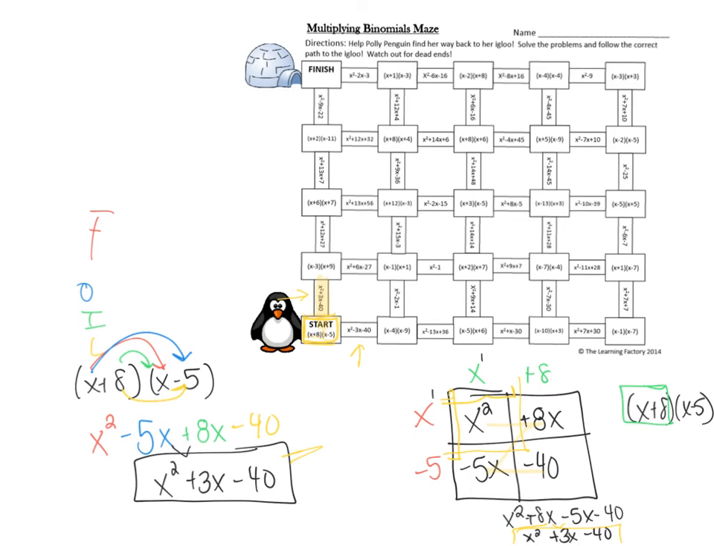So this will be your next problem. And you're just gonna go ahead and keep doing the same exact thing that I just did. Do not do both the box method and FOIL. Pick which one you like better, okay?